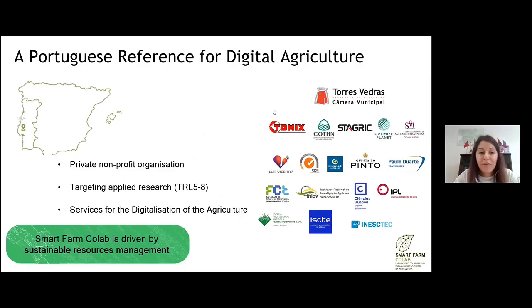And for this here in Portugal, at SFCOLAB, we are an association offering different services for the digitalization of agriculture, with different projects and research and development, targeting applied research for this field. We are driven by sustainable resources management, and what we want is to transfer the technology, but also the scientific knowledge, from academia to the farmers and also to the end users.